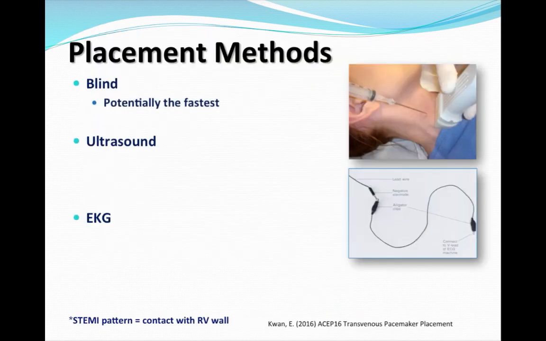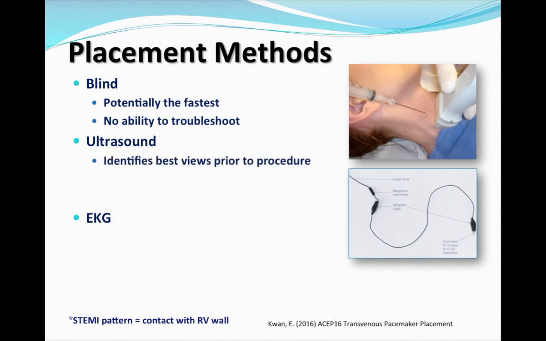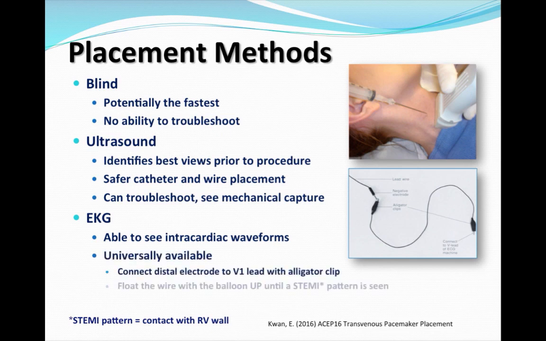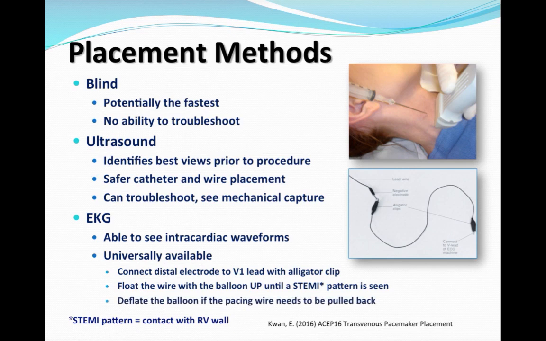So there's a few different placement methods that the physicians can use. That's the blind insertion, ultrasound, or EKG. With the blind insertion, it's potentially very fast, but there's no ability to troubleshoot. And with ultrasound, which is probably what we'll use, it's safer, and we're able to troubleshoot and see mechanical capture.